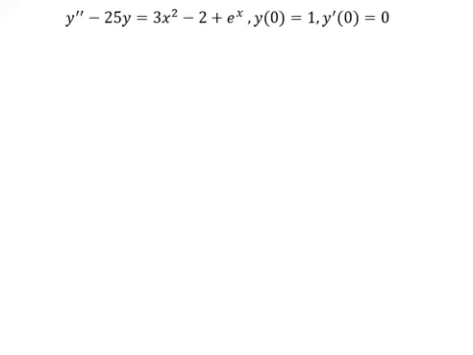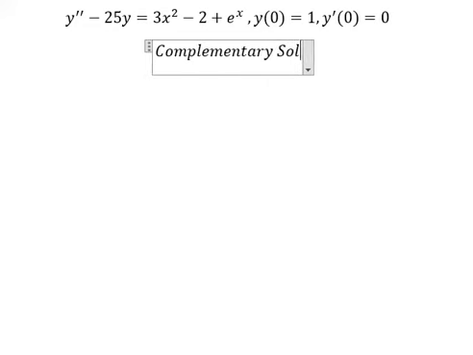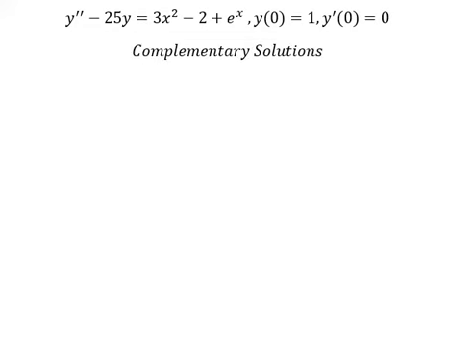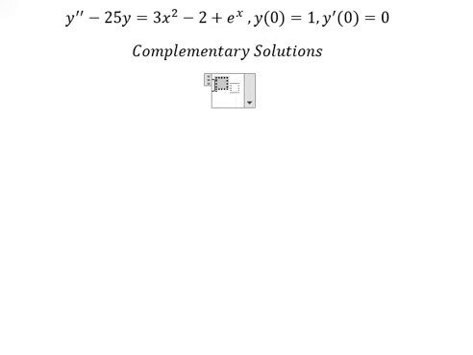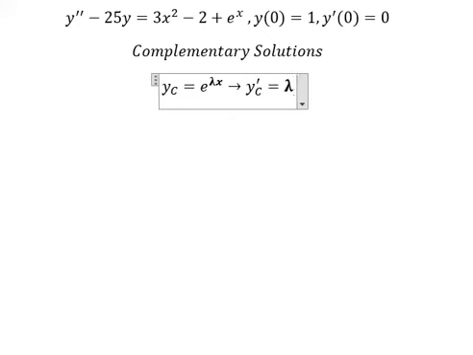First, we need to find the complementary solution. So I will put yc equals e to the power of lambda s. Next, we need to do first the derivative of yc. So we have lambda e to the power of lambda s.